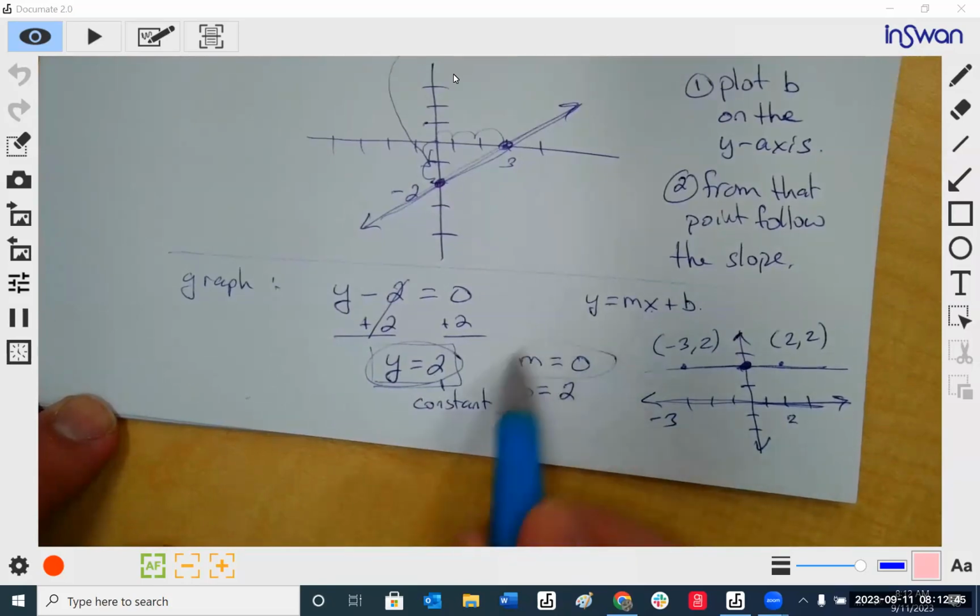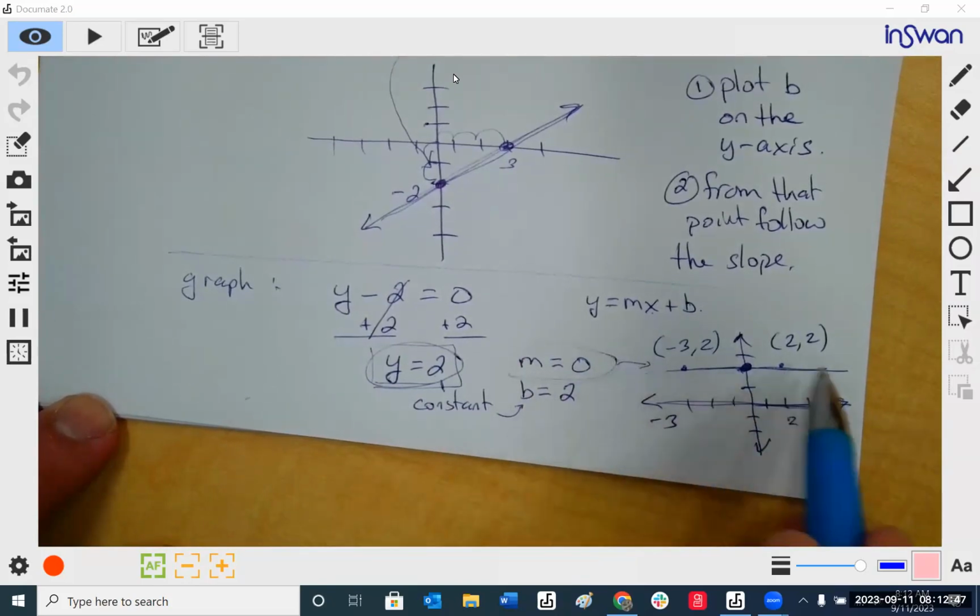So again, if you have a slope of 0, it's a horizontal line, or if you have a horizontal line, slope is 0. It'll save you lots of time if you see that.